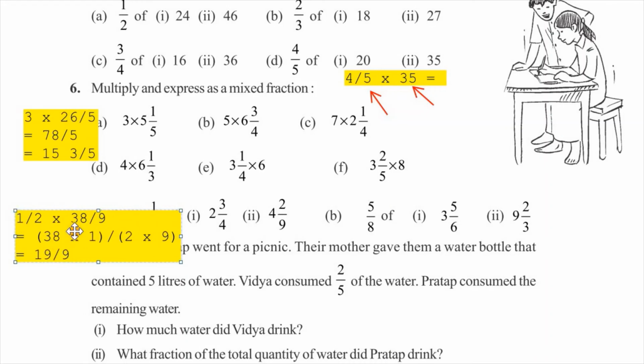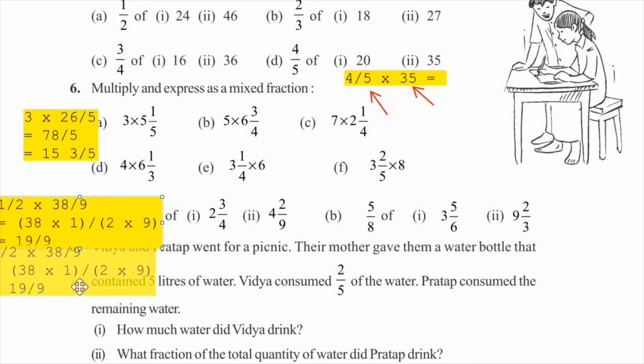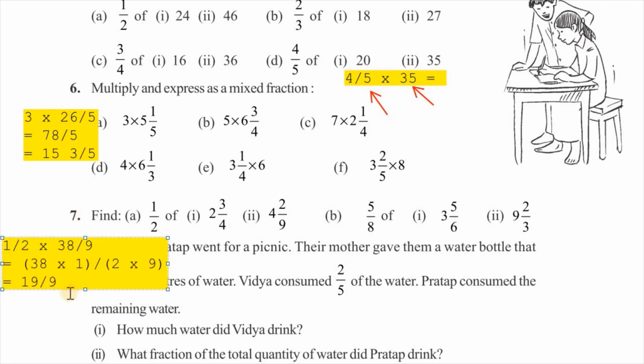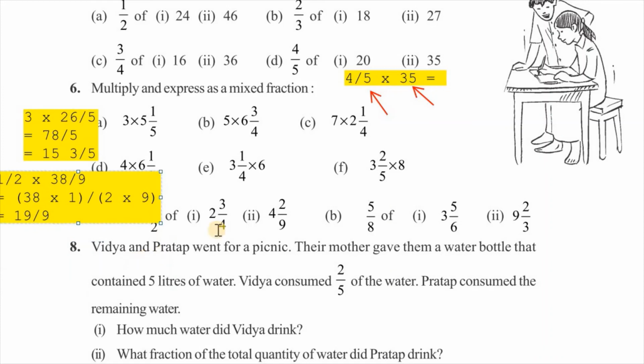And in the problem, have they asked to express as a mixed fraction or improper fraction? You need to check. If it is not specified, then you need to follow the convention given by your teacher. So the answer is 19/9. You can try out the remaining problems one by one.